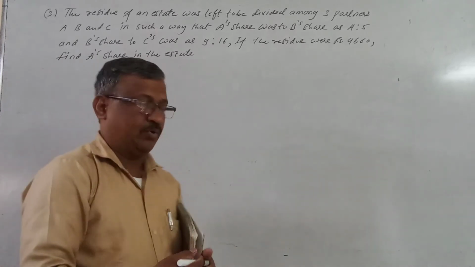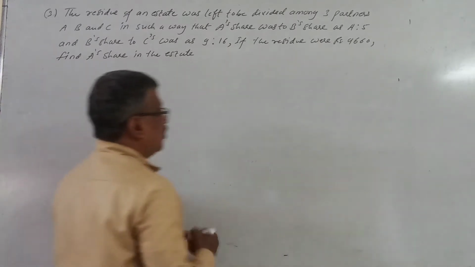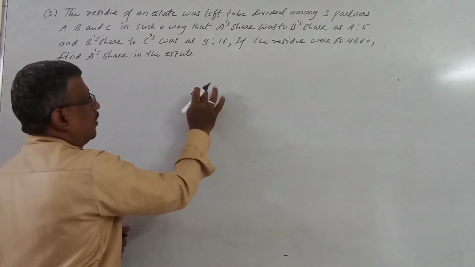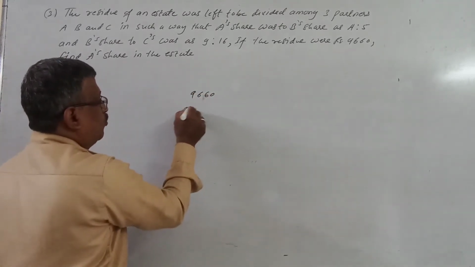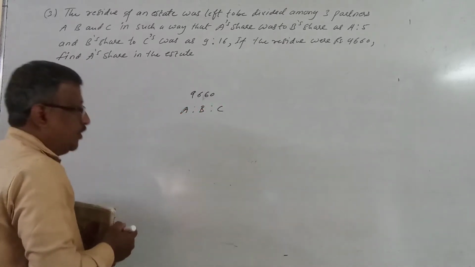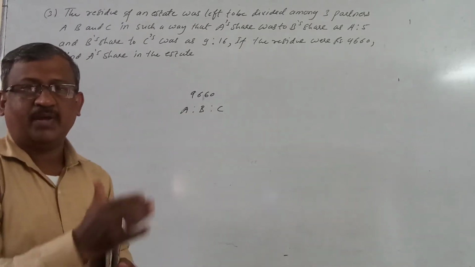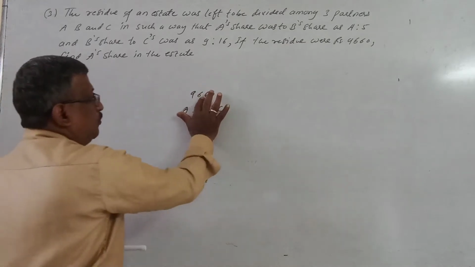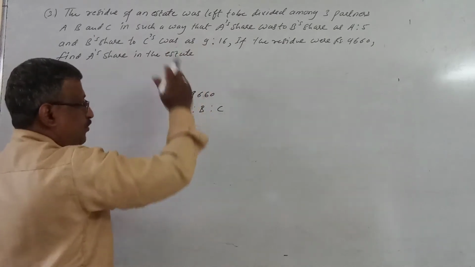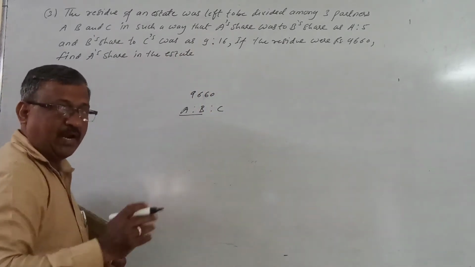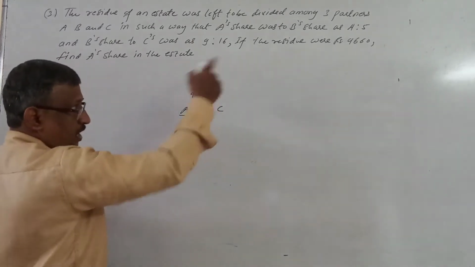So if you want to distribute this property, now property is how much here? 9,660 rupees. 9,660 rupees is the total property, and this property we have to distribute among whom? A, B and C. So if you want to distribute this property among these three partners, first of all you must know the ratio of whom? A, B and C. After distributing this property among these three partners, if you calculate the ratio of shares of only A and B, the ratio of A and B becomes how much? It is 4:5. They have given in the problem.